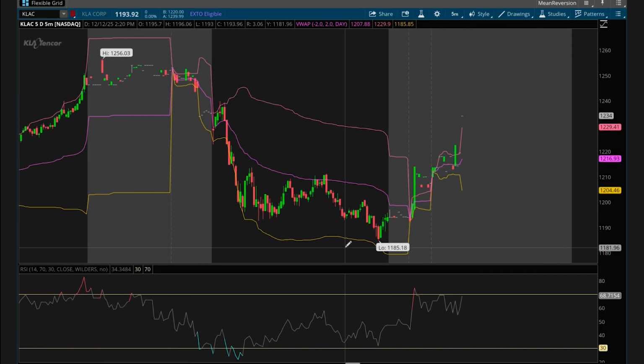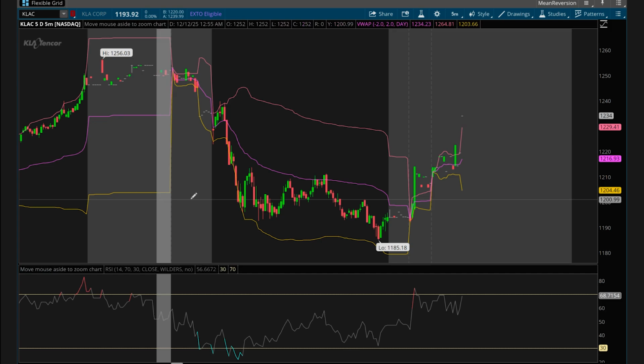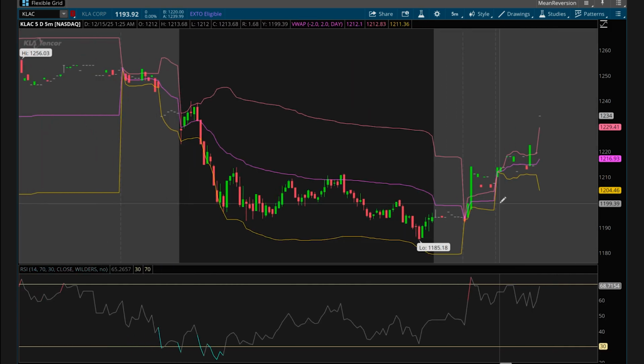Now, once you've got the VWAP and the RSI pulled up on your chart, let's talk about how you can use this one simple setup to find clear entry and exits with minimal screen time and no overcomplication.